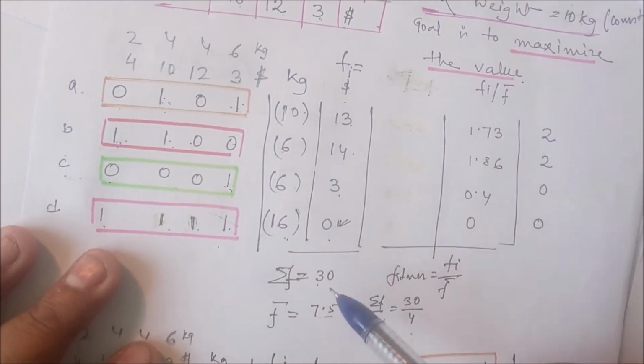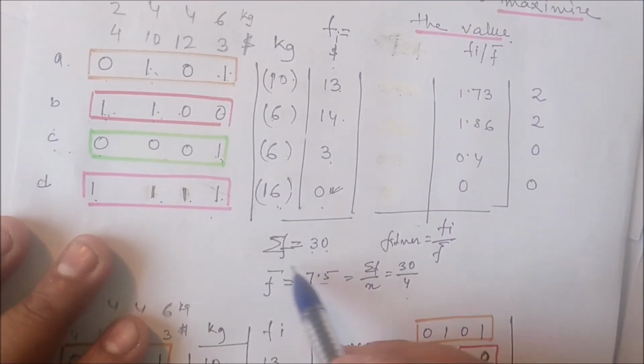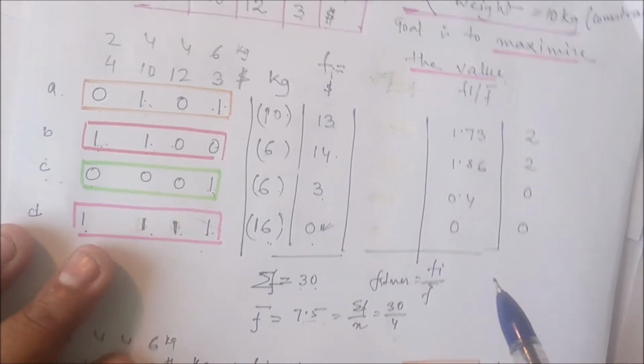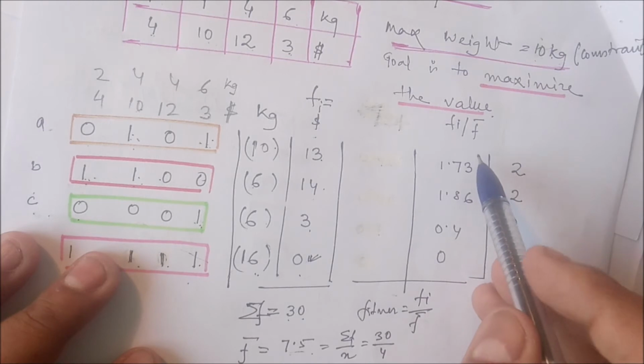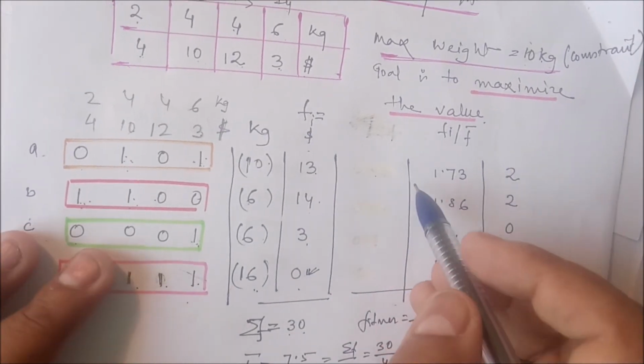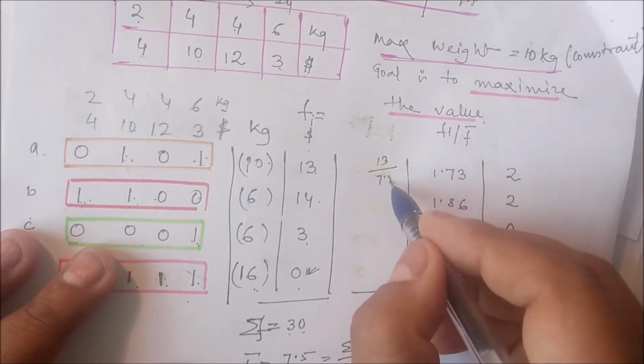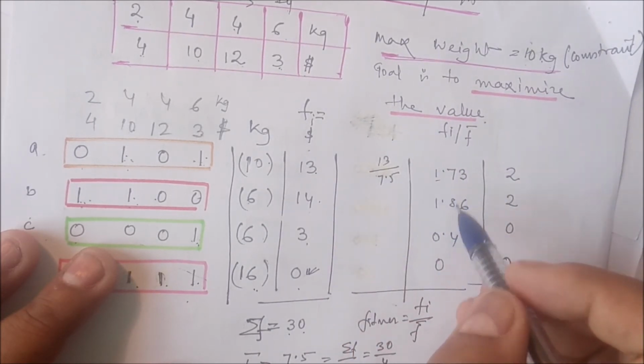So the total addition is 30, and the average of fitness is 7.5. So what will be the fitness? To calculate the fitness, you have to write 13 by 7.5. The answer will be 1.73.